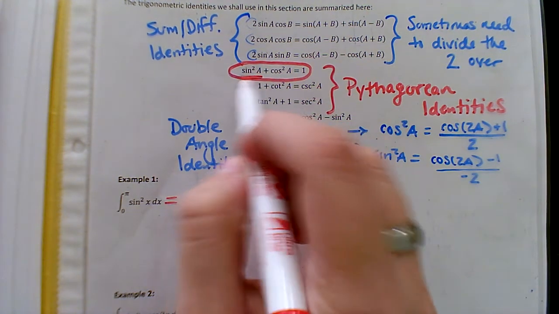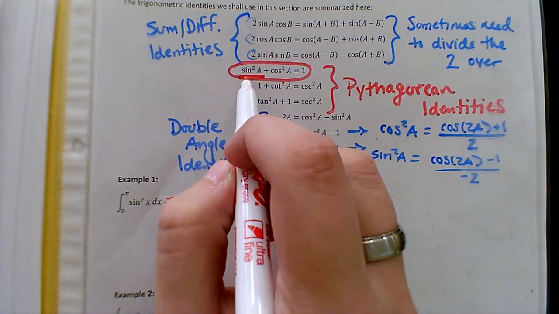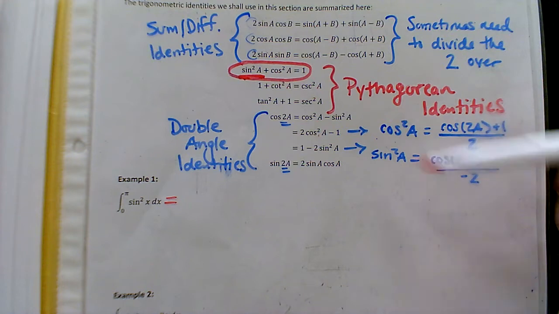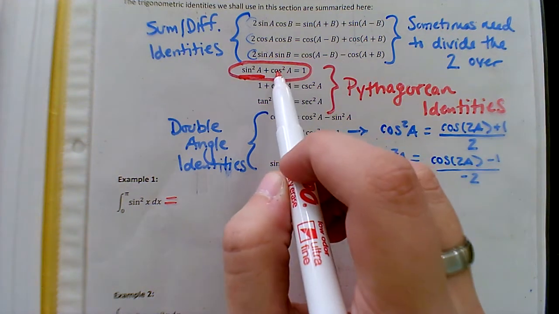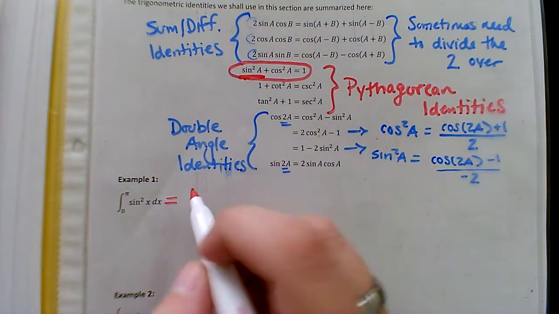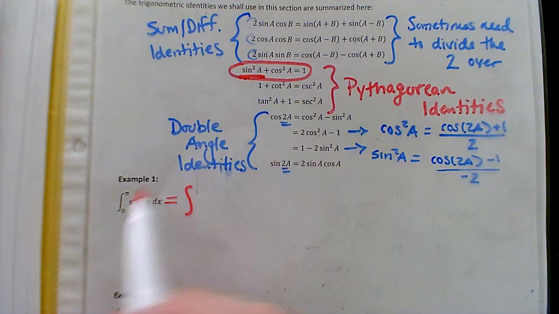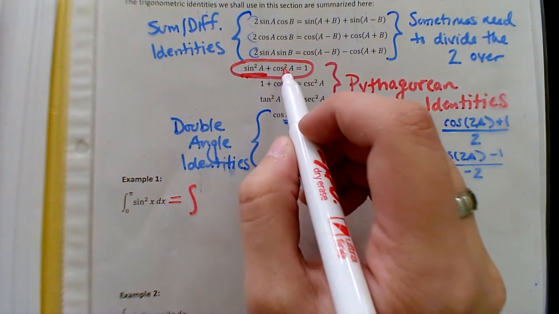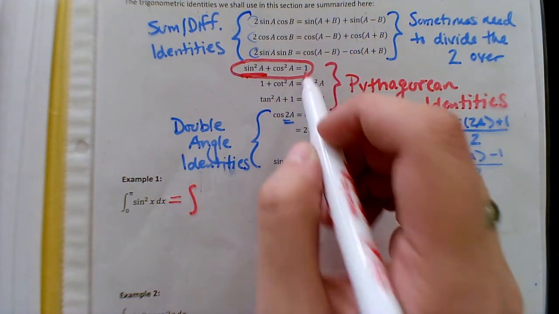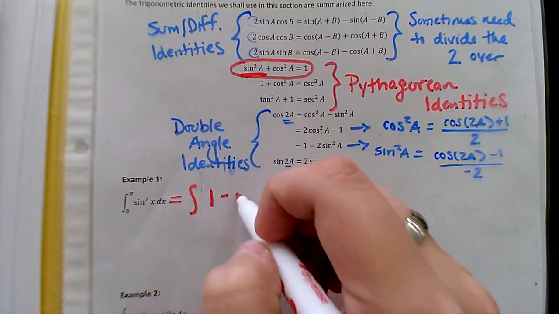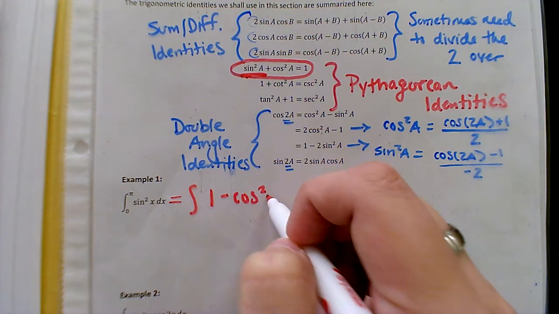Okay. So if this is sine squared, we're going to have to solve for sine squared like we did in this other case. So we'd have to subtract the cosine squared over. So this integral, instead of writing sine squared, if we subtract the cosine squared over, we would have 1 minus cosine squared.